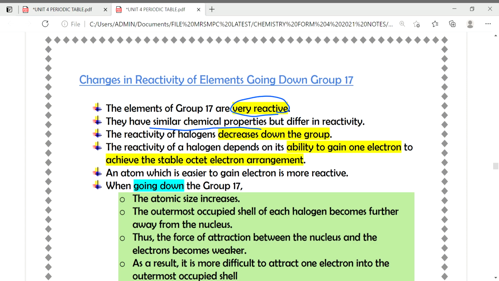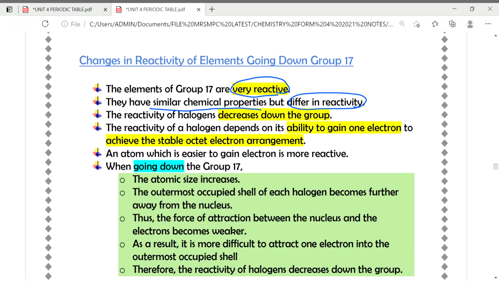Chemical properties yang kita tengok kat atas tadi, group 17 menerima elektron. Tapi dia berbeza dari segi reactivity. So ada elemen group 17 ni more reaktif. Ada elemen yang less reaktif. Okay, what happened when we go down group 17? The reactivity of halogen decreases down the group. Okay, semakin menurun tahap reaktiviti dia.